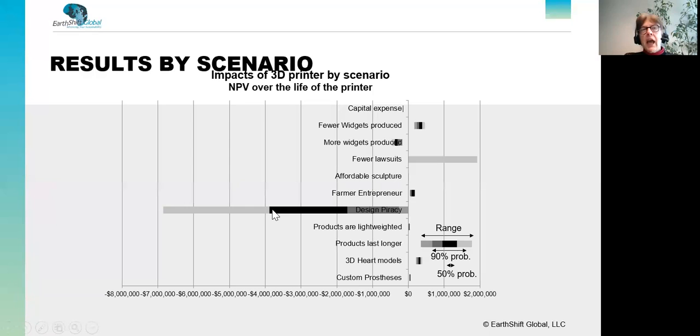So we're looking at, as I said, capital expense here, fewer widgets produced, more widgets produced on either side, fewer lawsuits, etc. The affordable sculpture, I was really disappointed how small this one came out. And it turned out that the biggest risk for us as a society is this design piracy, and something that we as the society need to definitely look at so that we can use this technology and honor each other.